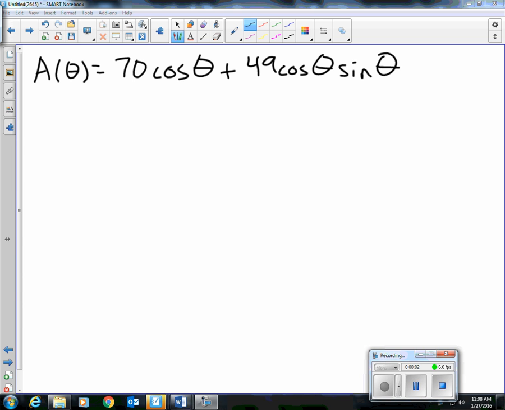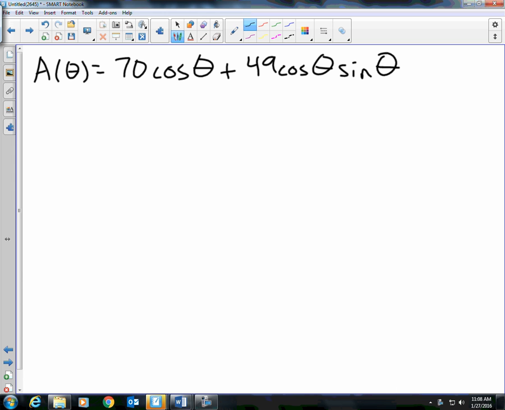All right, we're going to pick up where we left off yesterday, and we are looking at the gutter problem, and we have A of theta is equal to this. And so what's the next step in the problem? We finally have a function where we have one variable. So what do I have to do? Derivative. A prime of theta is equal to, what's the derivative of 70 cosine?